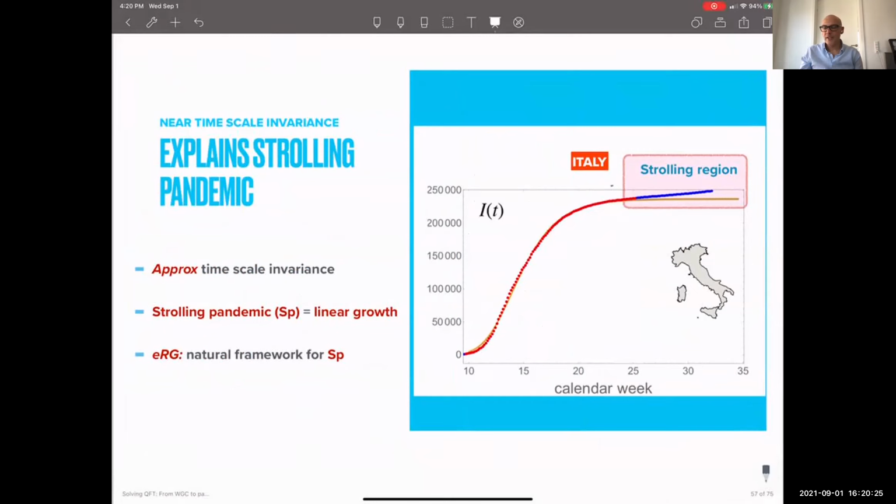But let me just focus now on deviation. Can you see the deviation from that, which we call the Stroning region? For people who work on walking dynamics, this is the equivalent of walking for pandemics. Okay, so something that doesn't really stay still, but it starts growing up again. So now, obviously, the first thing you think as a physicist, okay, this is an approximate time scale invariance, right? You don't really get to the fixed point.